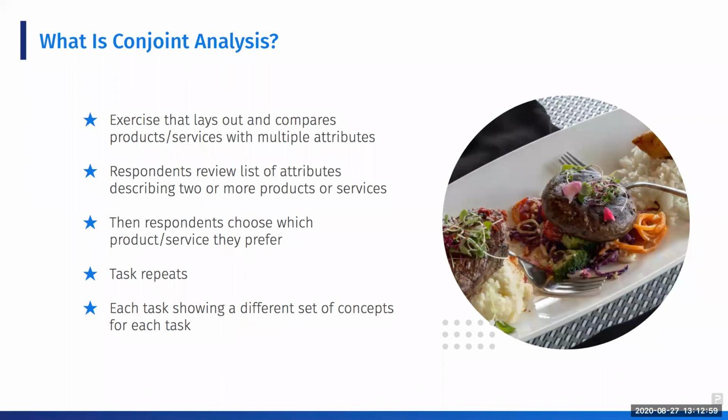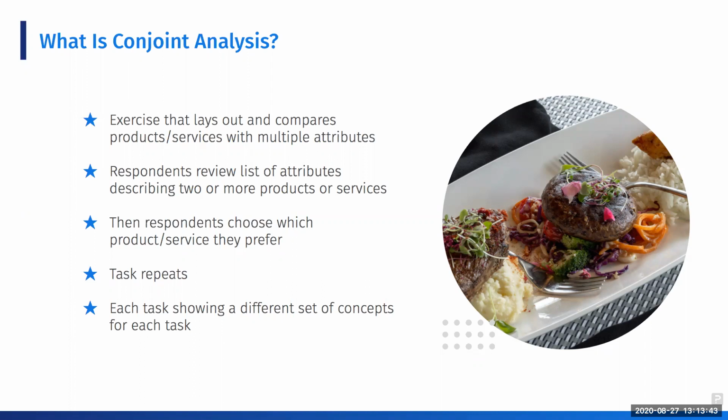So unlike MaxDiff exercises, in which you're selecting the most and least preferred option among a list of items that fall under the same umbrella or the same attribute, for example, between these different flavors of sparkling water, what's your most and least preferred? Conjoint analysis helps determine how people value different attributes, whether they be features, functions, benefits, anything that would make up an individual product or service. And then respondents choose which product or service is the best fit for their needs.